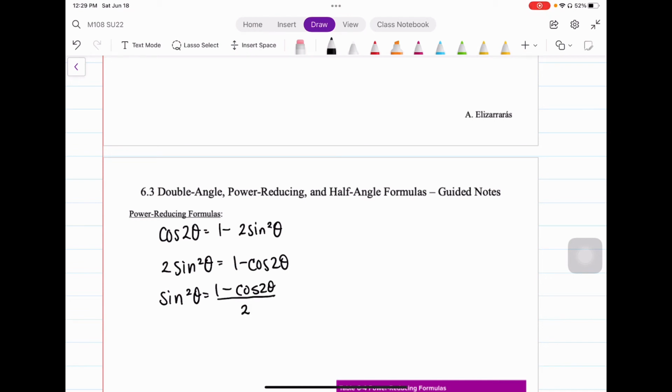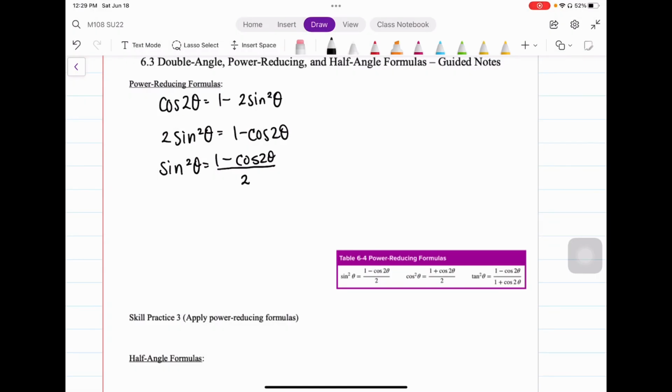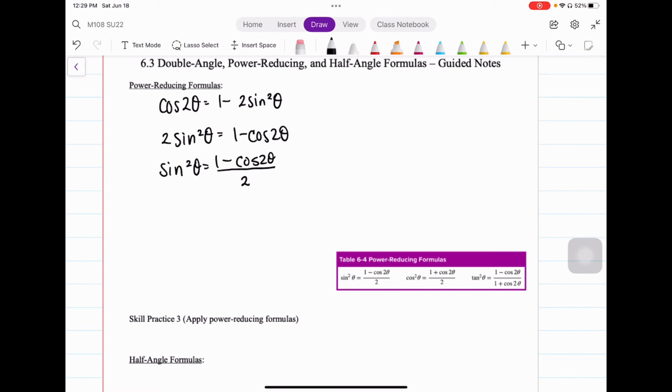I can take a power and take it down to a single exponent term, like cosine rather than cosine squared. And again, you can do this for higher powers and break it down, just continuing to reduce. Here are the power reducing formulas for sine, cosine, and tangent. Notice that they're all in terms of cosine.